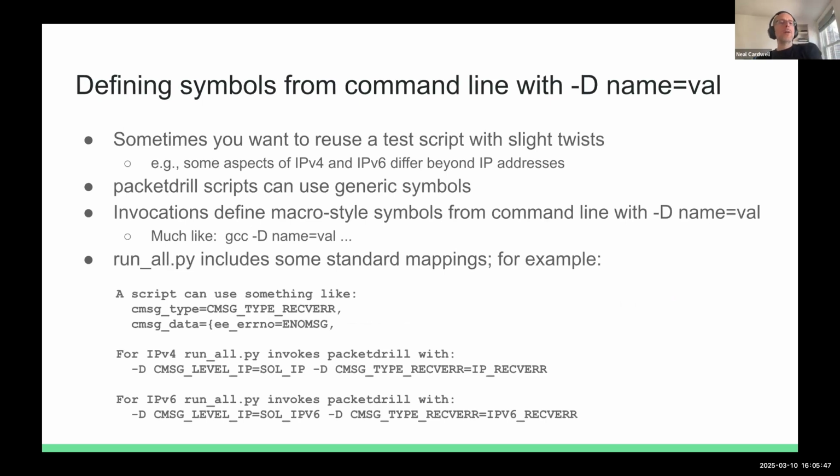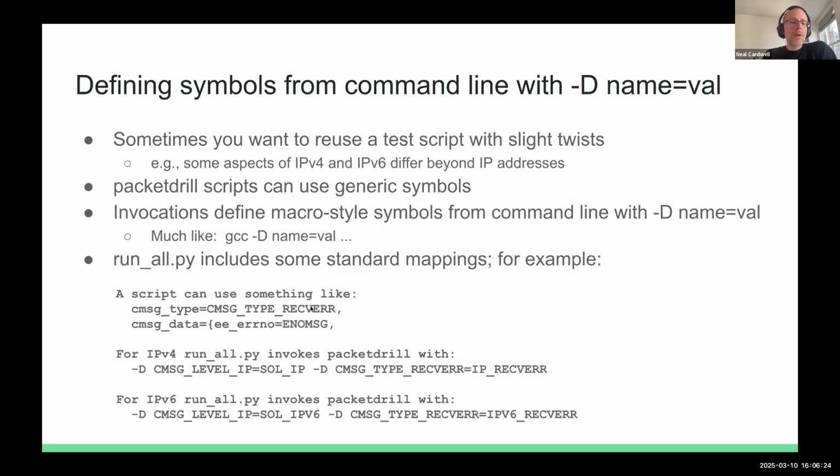So another trick you can use is defining symbols from the command line. Sometimes you may want to reuse a test script that has slightly different system call inputs that are required on IPv4 and IPv6. The way you can do this is a feature kind of like the feature where you can define macro symbols on the command line with GCC to handle platform differences. Similarly, with Packetdrill, you can use -D to handle differences between IPv4 and IPv6.